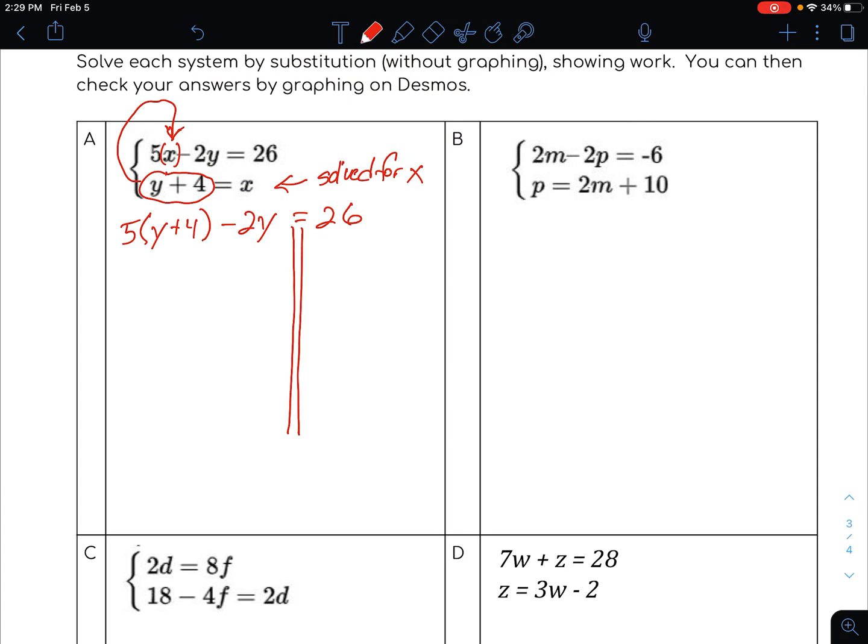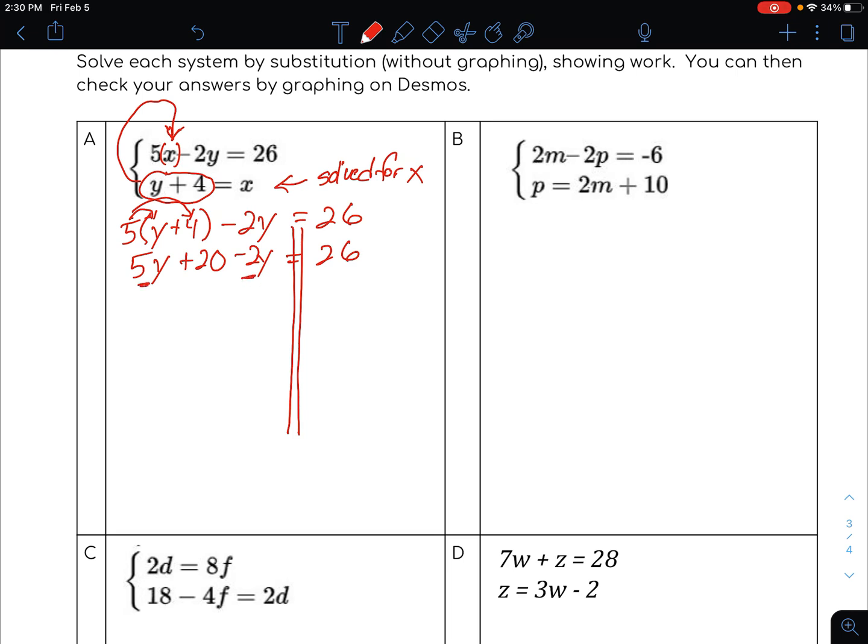We need to do a little distributive property first. So this is a multi-step solving problem. I got to simplify first by using the distributive property. So I got to multiply that 5 times both of those terms. That gives me 5y plus 20, because 5 times y is 5y and 5 times 4 is 20, minus 2y is equal to 26.